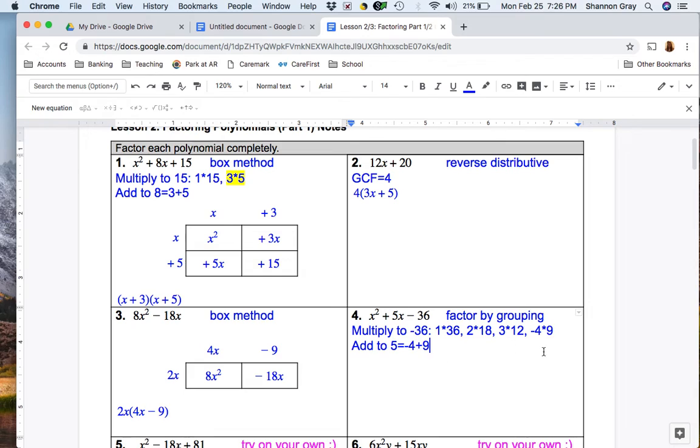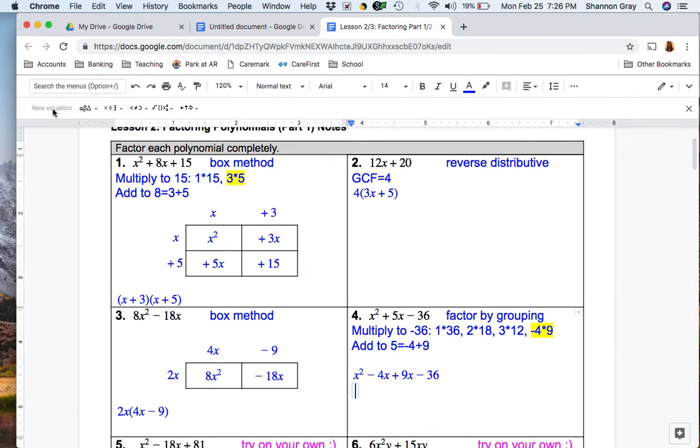All right, so I know that negative 4 and positive 9 are my magic numbers here. And so I'm going to break apart this middle term the same way I did up here, just not using the box. So I'm going to have x squared, that hasn't changed, and instead of having plus 5x, I'm going to have negative 4x plus 9x. Now notice that negative 4x plus 9x is still equal to 5x, it just looks different. And I have my minus 36 constant.